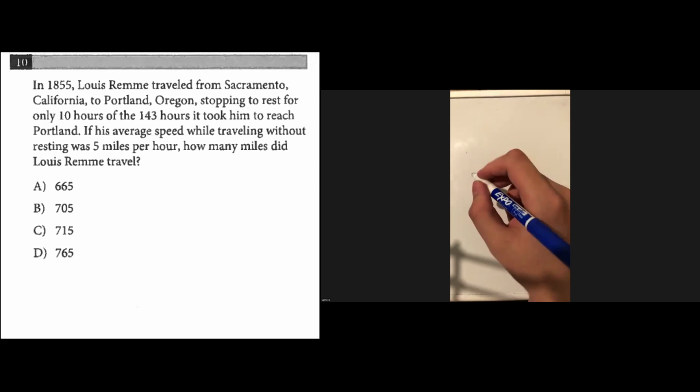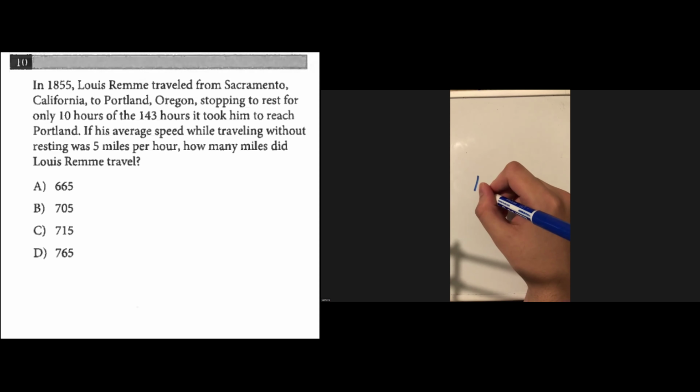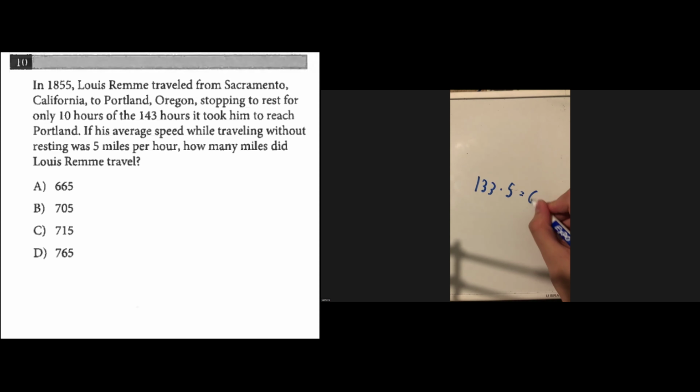Okay, for question 10, he stopped to rest for 10 hours out of 143 hours. So 143 minus 10 is 133. And then if his average speed while traveling without resting was 5 miles an hour, how many miles did he travel? So just multiply this by 5. 133 times 5 gets you 665, which is the correct answer, answer A.